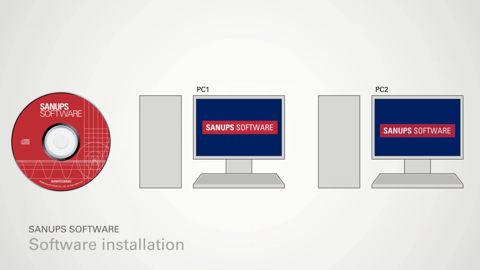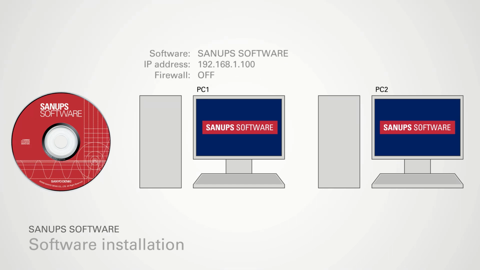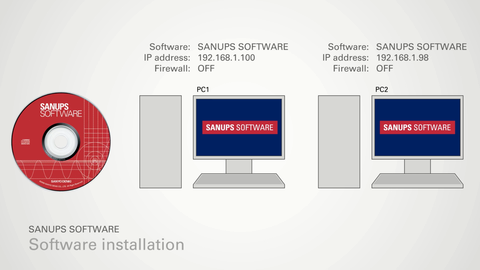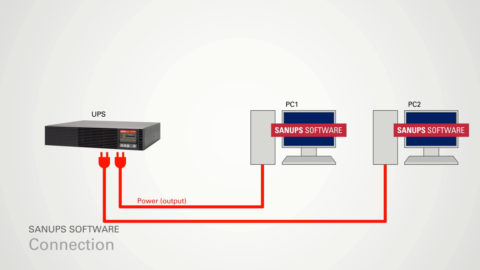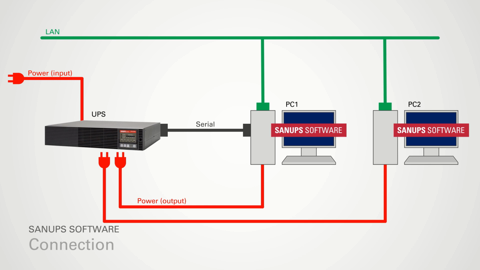First, install SANUPS software on all computers that will be connected to the UPS. Change the IP address and disable the firewall to enable connection between computers. For the cable connection, first, connect the computer's power supply cable to the UPS power output and connect the incoming power supply to the UPS power input. Then connect the serial connection cable from the UPS to the first computer, and use LAN cables and a router to connect the first computer with the rest of the computers.